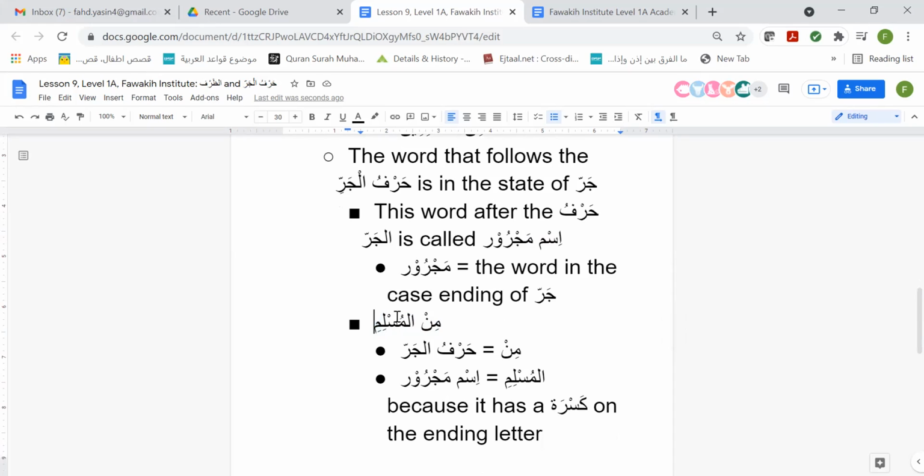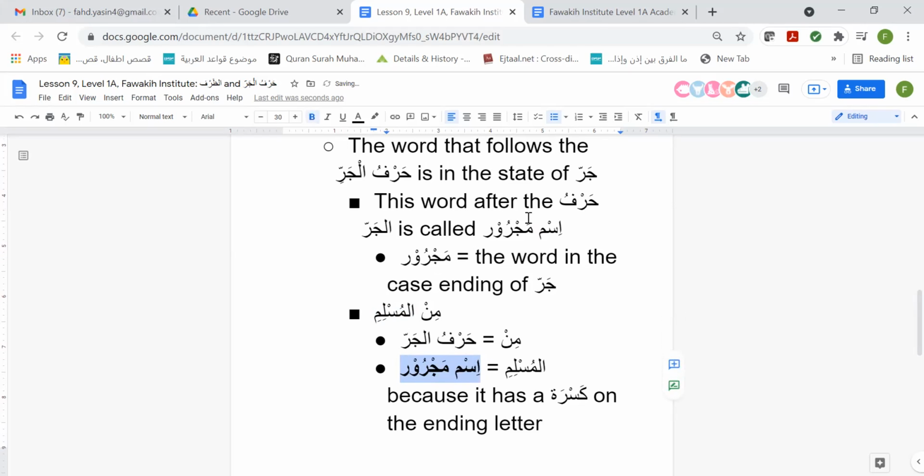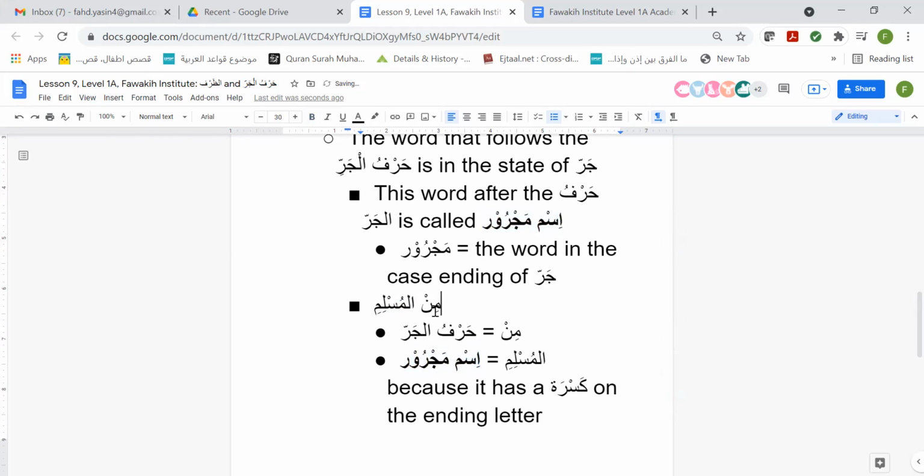But the key distinction, the takeaway point, is: look at the ending. If the ending has the sign of jar, which, if it's a singular word, is kasra, then because of that kasra at the end, below the meem, this word is going to be ism majrur. This is an important term. I don't say you have to memorize a ton of terms, but this is one I would definitely commit to memory at some point. I'll even bold it. Ism majrur. So the first word is the harf jar, and the second one is the ism majrur.